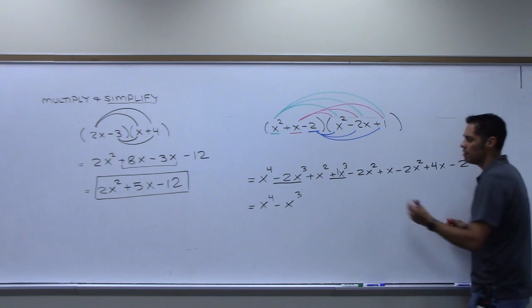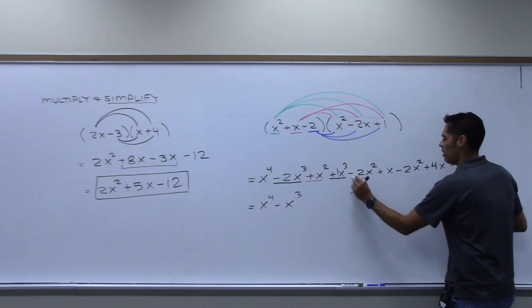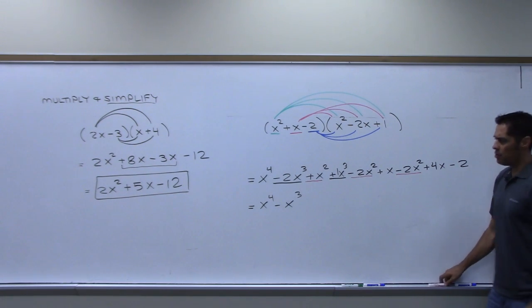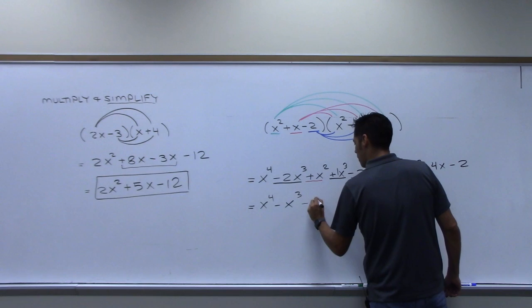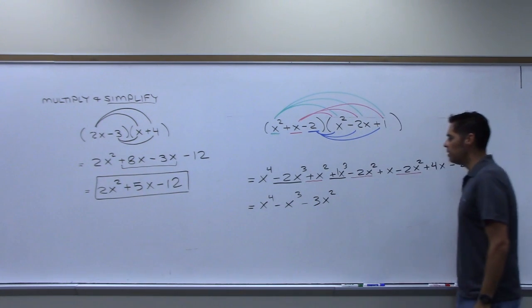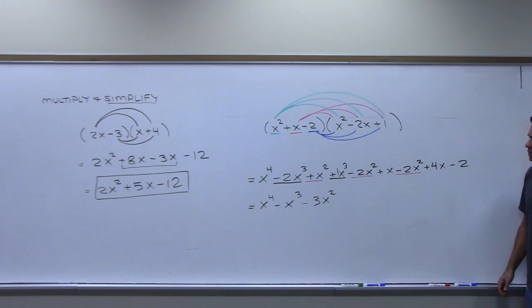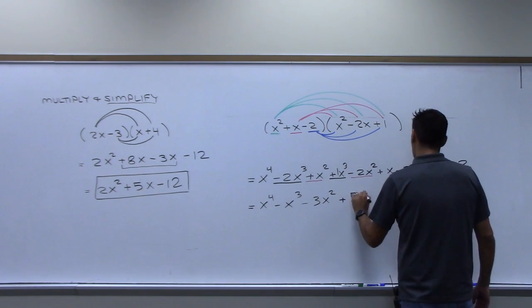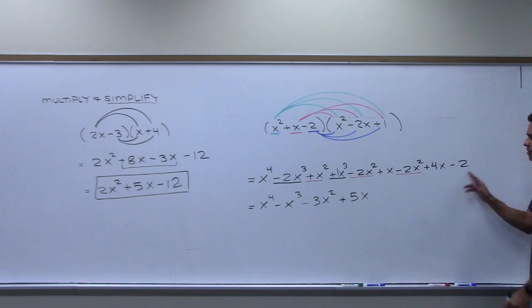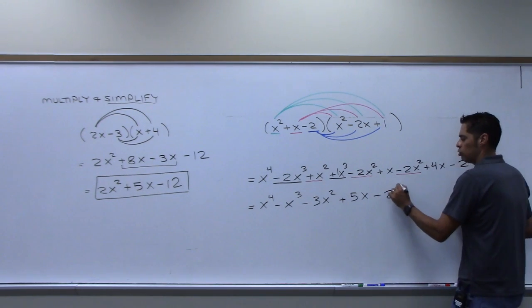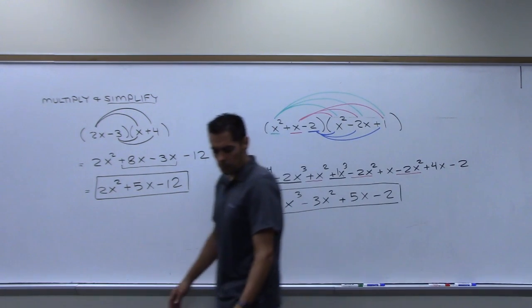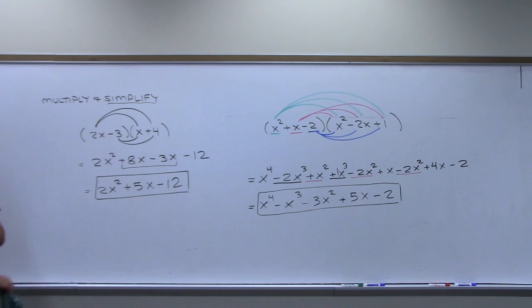Let me look for x squareds. I have an x squared here, and I have an x squared here, and an x squared here. Negative 3x squared is what we should get there. And 5x's? Okay. Anything else? Minus 2. There we go. So it is a much more powerful method to be able to do that.